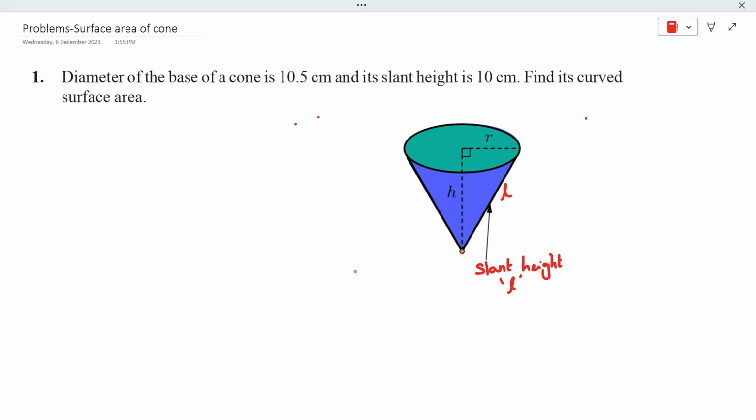In this video, we are going to solve problems based on TSA and CSA of a cone. If you want to know the derivation of CSA and TSA, please do visit my previous video. The link is given here.